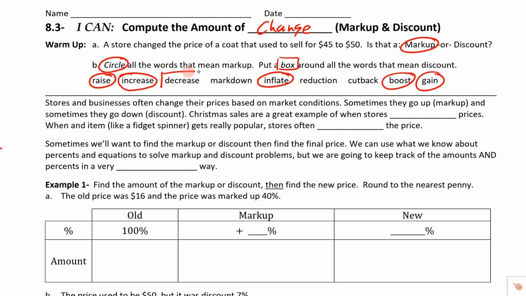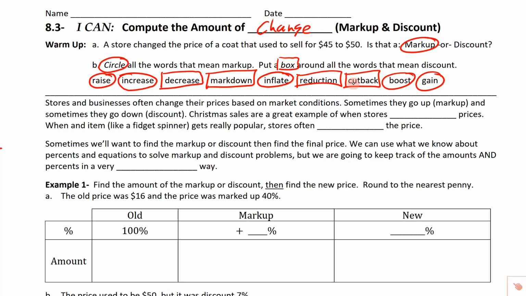And then we're going to put a box around decrease because that's going to be a discount. The price is going to go down, markdown, yep. Reduction, the price is going to be reduced. And if they cut back prices or roll back prices, that's what we'd end up with there. So lots of different ways to talk about markup and discount, lots of different words, and lots of places where these apply. So stores and businesses, a lot of times, they'll change their prices based on market conditions.